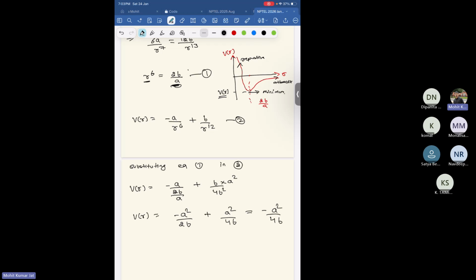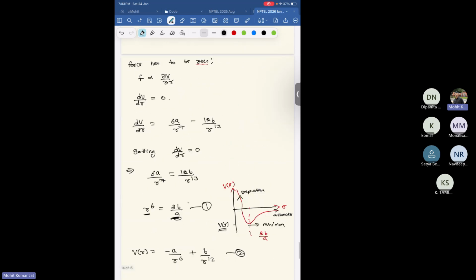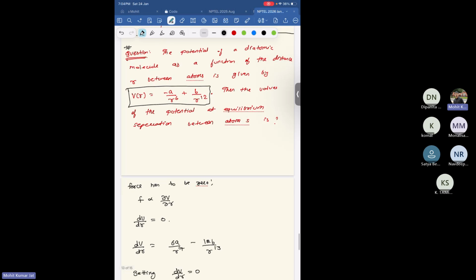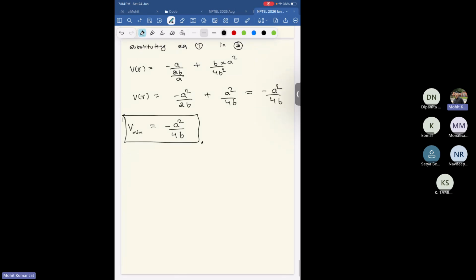So this is the value of the potential at this point, a minimum potential. So V minimum is nothing but minus A square by 4B. This is the answer to the question, and this is known as the famous Lennard-Jones potential. This form is known as the Lennard-Jones potential, where A is the attractive part and B is the repulsive part, which makes the potential blow up at the low values of R.